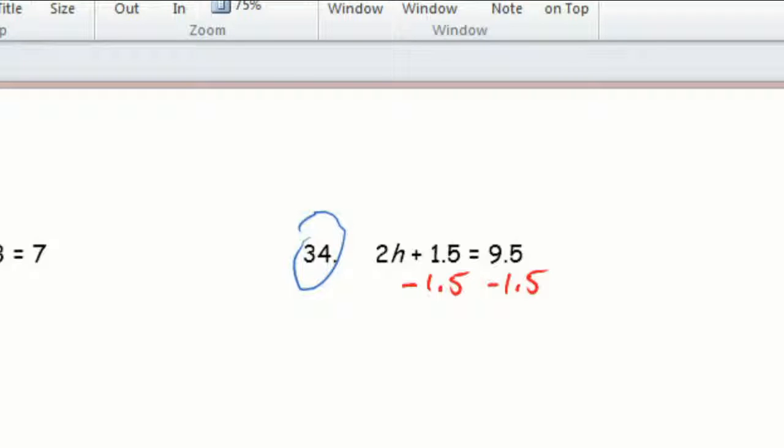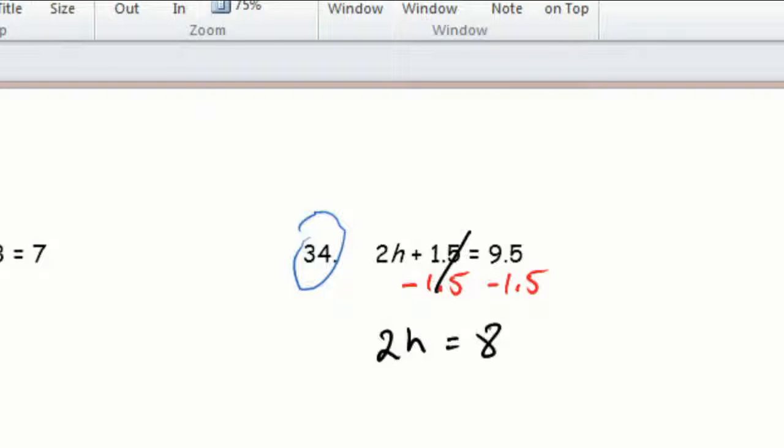Going to leave me with 2h. The 1.5s are going to cancel out, give me nothing. And this is going to end up being 8. 9.5 minus 1.5 is going to give me 8.